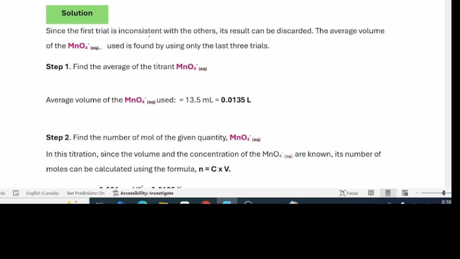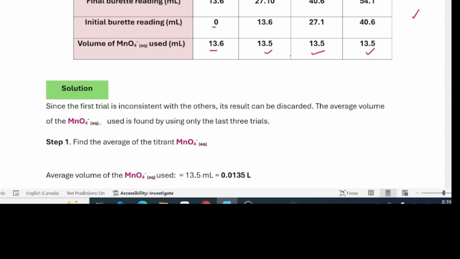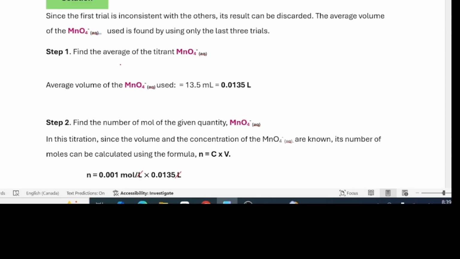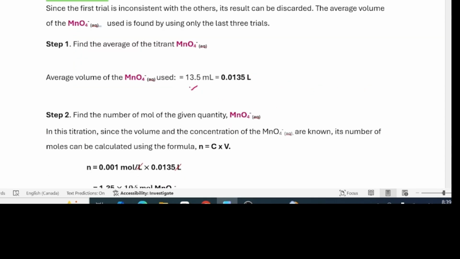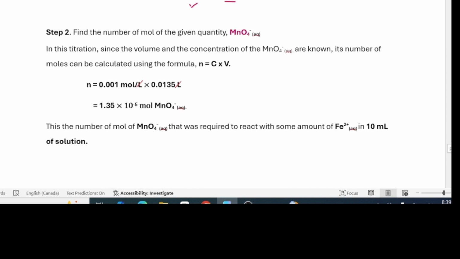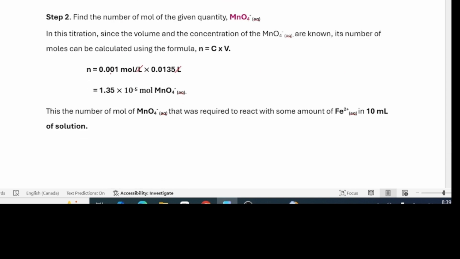Since the first trial is inconsistent with the others, its result can be discarded. Here you can see this one is not consistent with these, so this result can be discarded. So the first step is to find the average volume of the permanganate used, and that is equal to 13.5 milliliters. That translates into 0.0135 liter. Now that we know the concentration of the permanganate, we can find the number of moles of permanganate that was used in each trial.